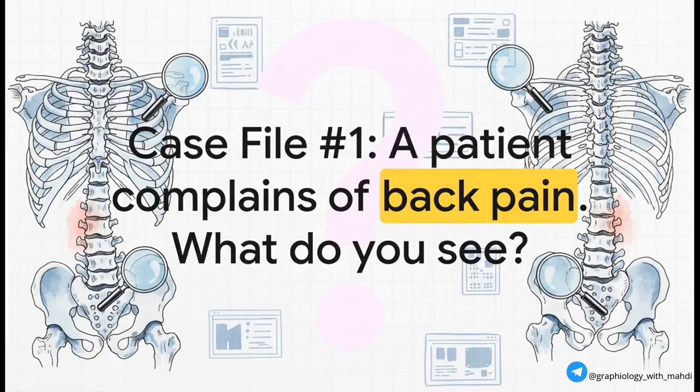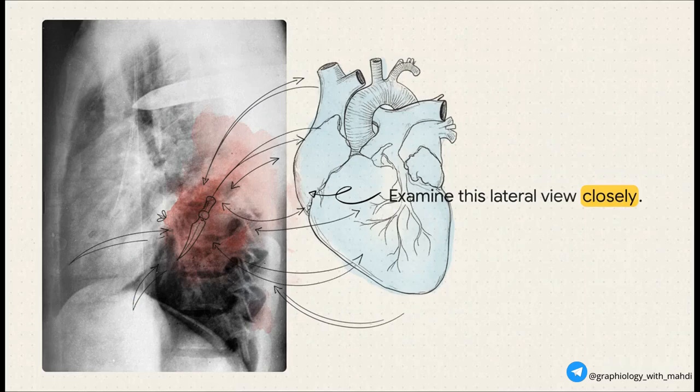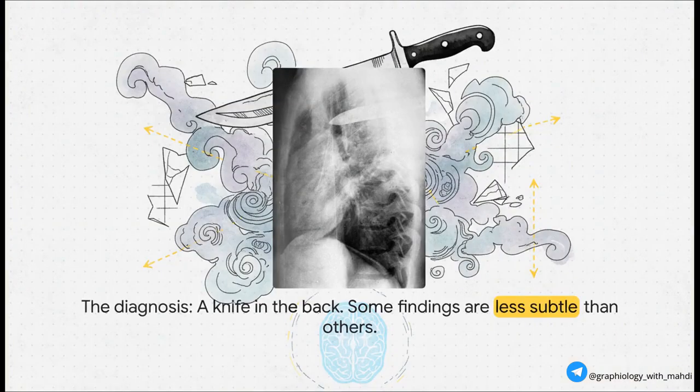Here's our first case. All you know is this: the patient has back pain. Let's look at the lateral X-ray. Use your system. Look at the bones, the soft tissues. What do you see? Really take a good look here. Scan up and down the spine. Check out the area behind the heart. Is there anything that just doesn't belong? And there it is. The cause of the back pain is, quite literally, a knife in the back.